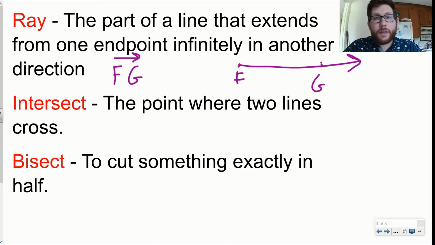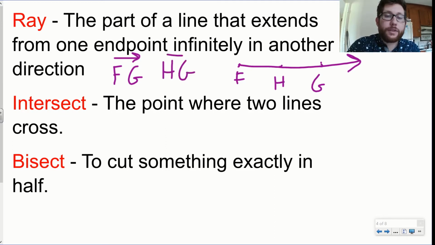Now, there are a couple places where this sometimes gets a little bit confused. Notice that F needs to be at the end of my ray. If I put another point here, we'll put H. If I put HG, is that the same ray as FG? Well, it's not, because if I do HG, I start here and I go that direction, and I actually miss out on this FH part. But what if I do FH? Is that the same ray as FG? Well, it's everything between F and H, and then everything past H, so that is the same ray.